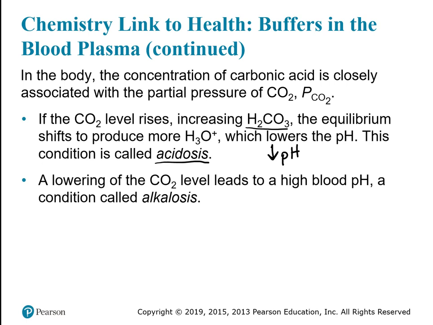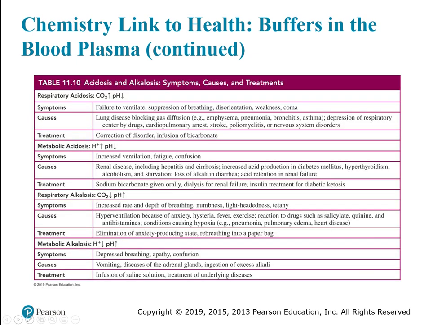If you have CO2 levels that are very, very low, then you're not making very much of the carbonic acid, and that means the conjugate base and the OH is going to be elevated. So your pH is actually going to be increased. And that's called alkalosis. So a high pH, that's something that's alkaline, okay? This table summarizes the symptoms and causes and treatments for both cases, when you have increased CO2 in your blood and when you have decreased CO2.